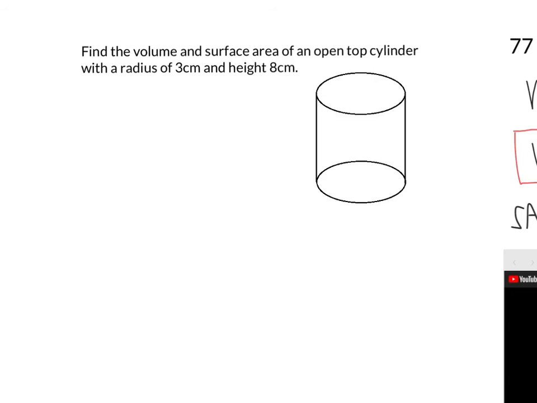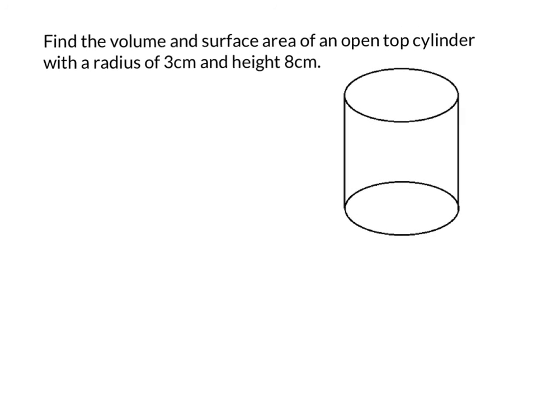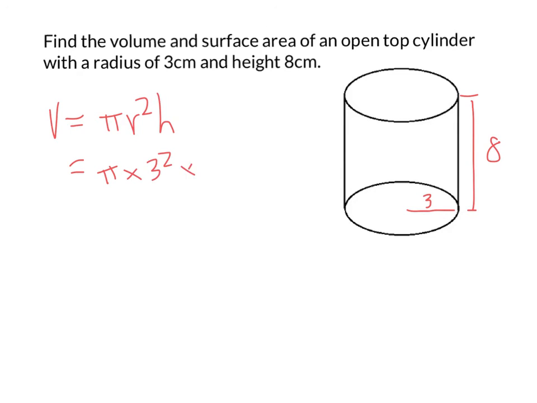Okay, we have to find the volume and surface area of an open top cylinder with radius 3 centimeters and height 8 centimeters. So the radius is 3 and the height is 8. So how I do this, I don't memorize the formula for volume. I know it's the area of a cross section, because it's a prism. Area of the cross section is pi r squared, multiplied by the length, which in this case is the height. So that's the formula. Pi times the radius, which is 3 squared, multiplied by the height, which is 8, and that will give you in the calculator 72 pi.